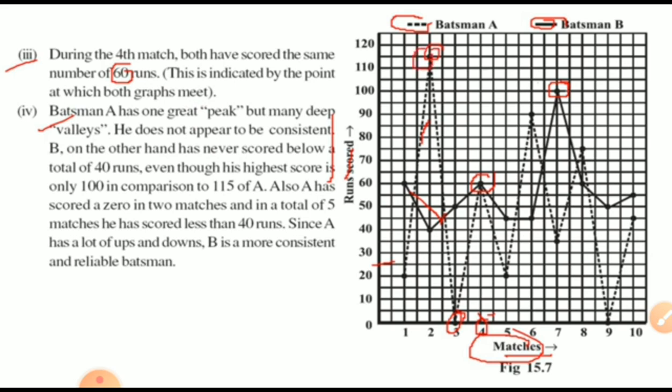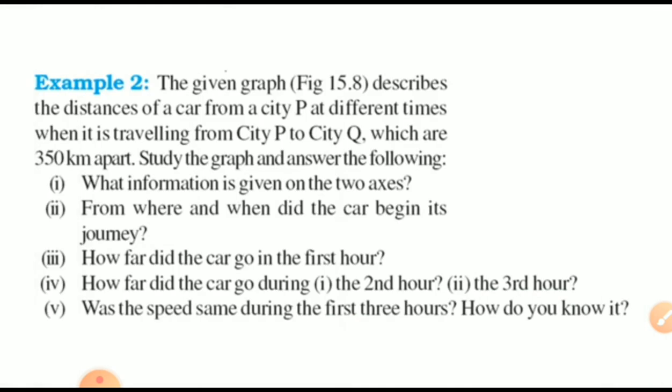Batsman A has a great peak, but many deep valleys, meaning downsides. He does not appear to be consistent. B, on the other hand, has never scored below a total of 40, even though his high score is only 100 in comparison to 150 of A. Also, A has scored 0 in 2 matches, and in a total of 5 matches he has scored less than 40 runs. Since A has a lot of ups and downs, B is a more consistent and reliable batsman.